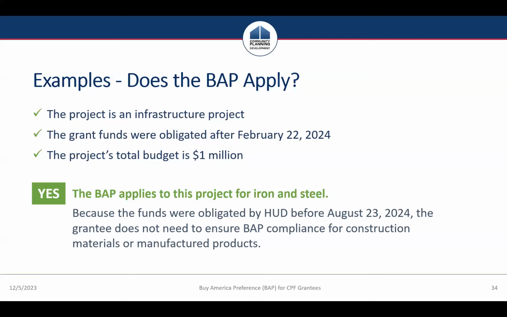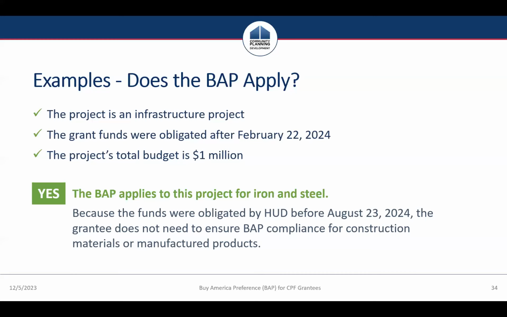So now that you've had a second to think about it, this is what we know. The project is an infrastructure project. It's construction. The grant funds were obligated after February 22nd, 2024. And the project's total budget is $1 million. So yes, the BAP applies to iron and steel on this project. Since the funds were obligated by HUD before August 23rd, 2024, thinking about that chart with the dates, the grantee does not need to ensure the BAP compliance for construction materials or manufactured products, just the iron and steel.